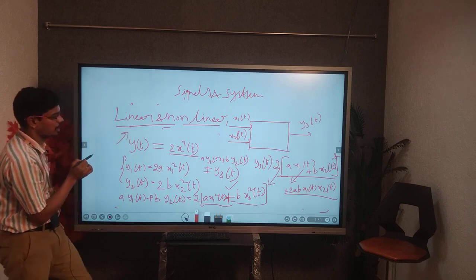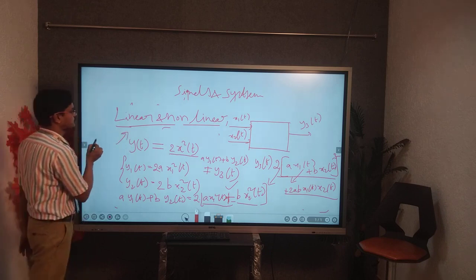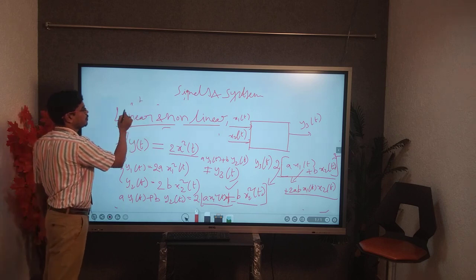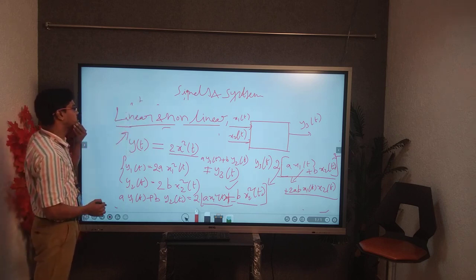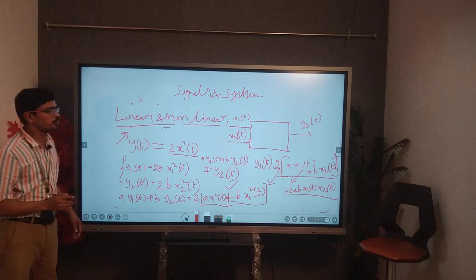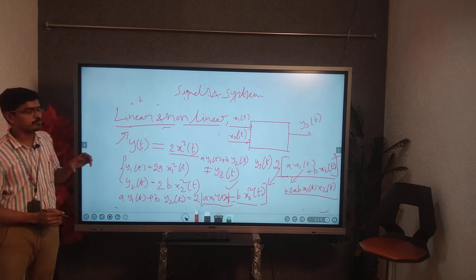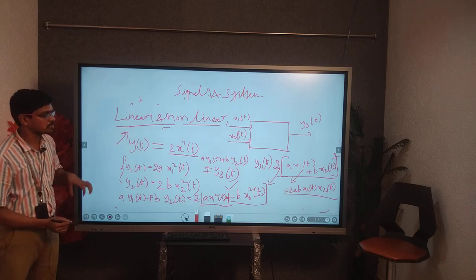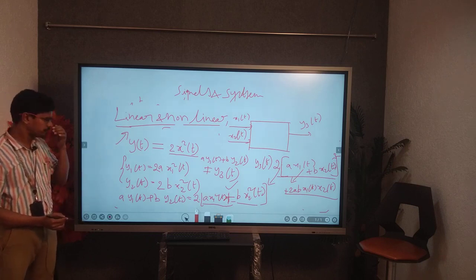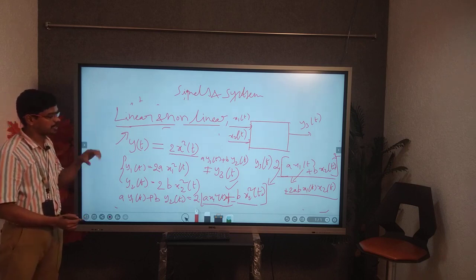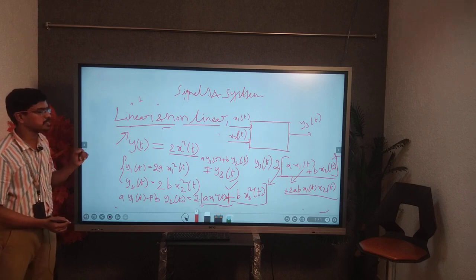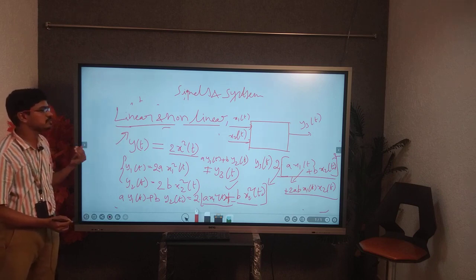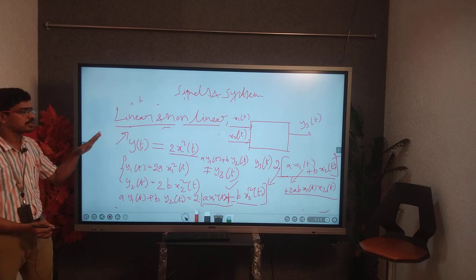And next, the remaining ones: time variant and time invariant. If a delay of t samples is applied in the input, and in the output also the t samples are delayed, then it satisfies the condition and is called time invariant, otherwise it is time variant.